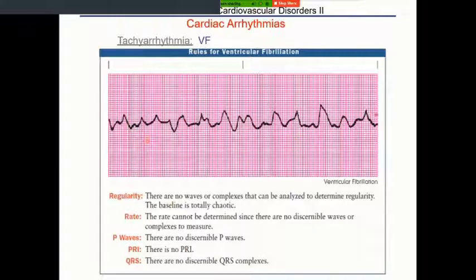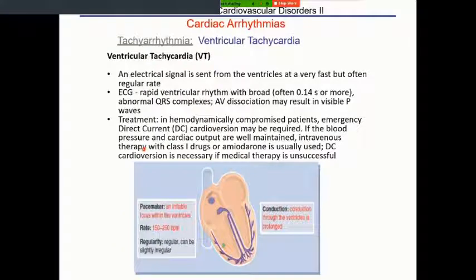You can't make sense of what the tracing is. There are no discernible P waves, no PR interval, and no discernible QRS complex.